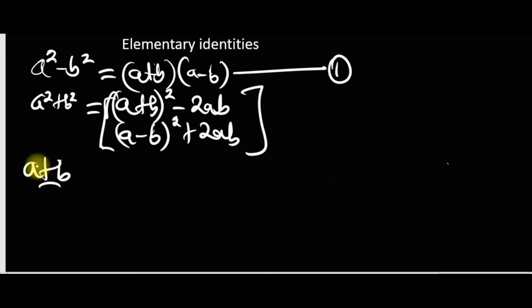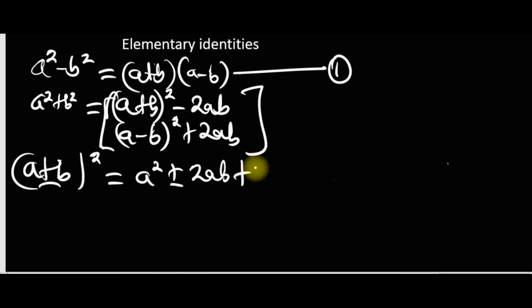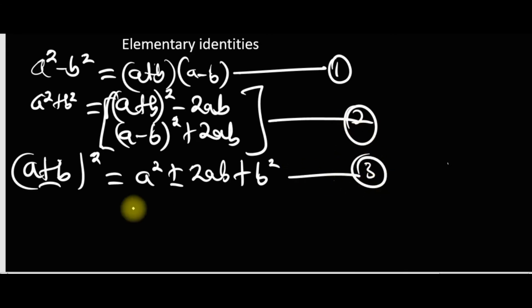So the third one is expansion of perfect squares. So if you have a plus b all squared, to expand this is a squared plus 2 times a times b. Remember, it's plus or minus because of the sign here. So 2ab, and finally plus b squared. So we call this second identity. This is third identity.